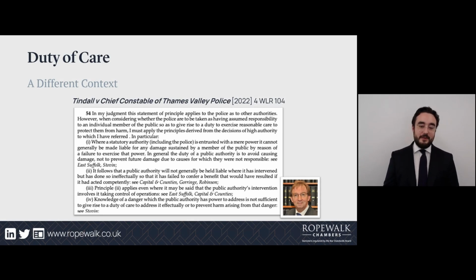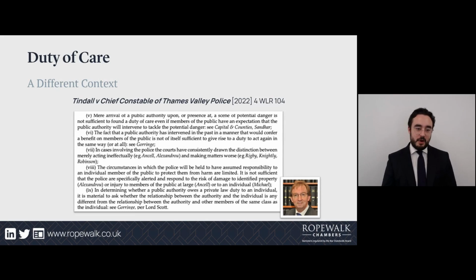That applies even where the intervention involves it taking control of operations, so particularly relevant in the police context. If the police are taking control of the situation and coordinating the situation, that again doesn't give rise to a duty in and of itself. Knowledge of the danger, again, is not sufficient to give rise to a duty to address it or to prevent harm arising from it.